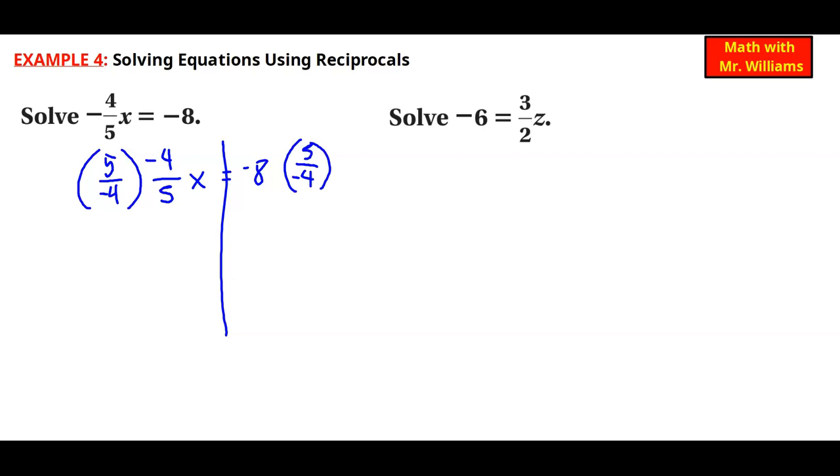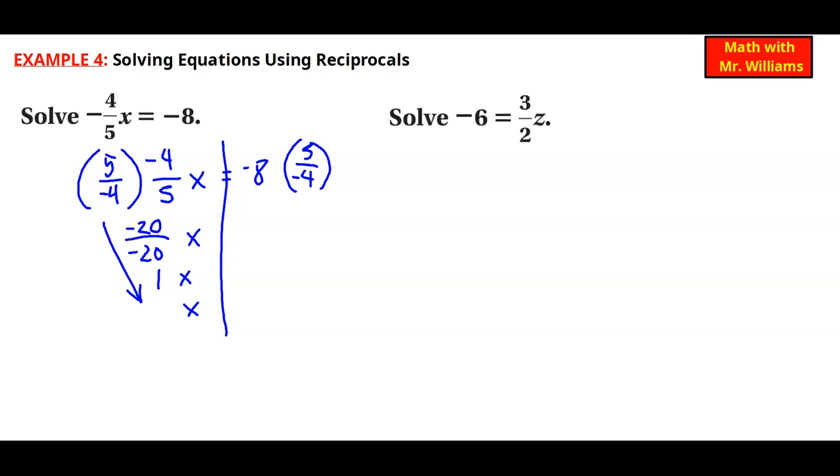What this does is it cancels out the left, and I'll prove it to you. 5 times negative 4 is going to give me a negative 20, over negative 4 times 5 is a negative 20. So negative 20 divided by negative 20 just turns into 1x, or just x by itself. So this method will just cancel out the fraction on the side we don't want it.